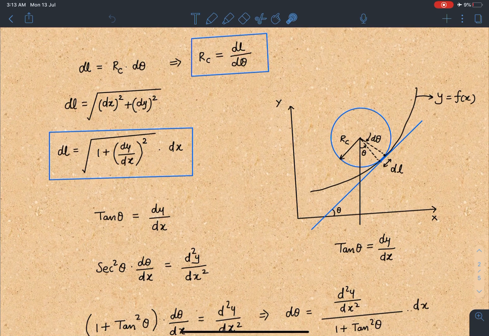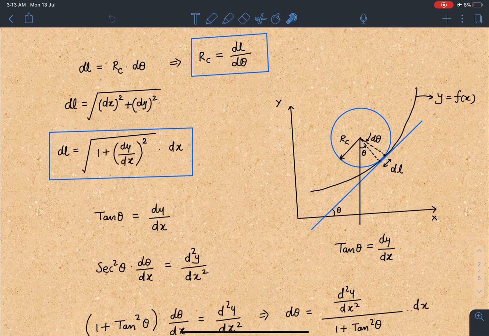Now this arc length dl is very easy to calculate. We can directly write it as root of dx square plus dy square. This is dx and this is dy, so this length I can write as root of dx square plus dy square. If I take dx outside, I can write it as root of 1 plus (dy by dx) whole square times dx. Now the entire exercise is about this d theta. If somehow we can find this d theta, we are going to get the desired relation.